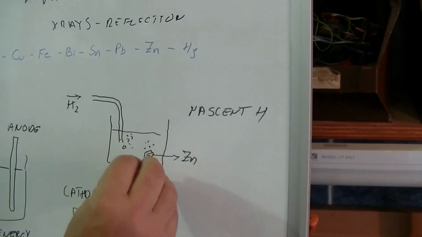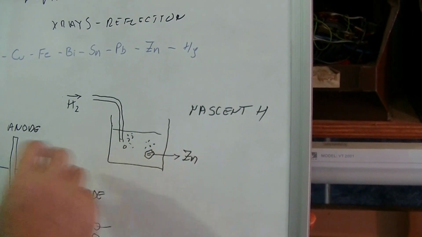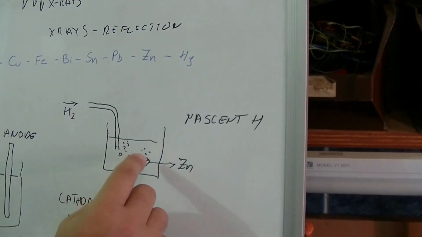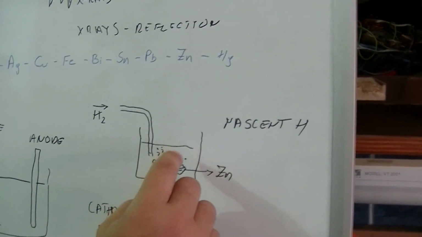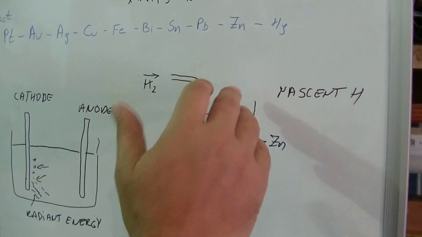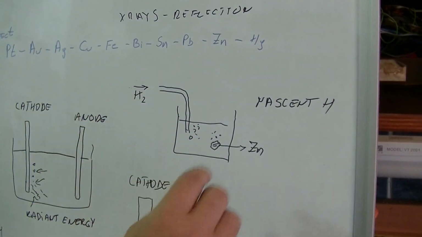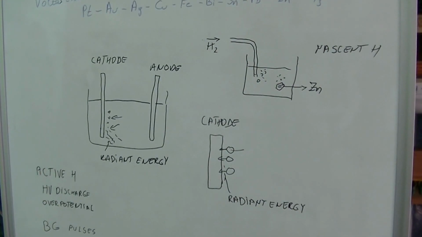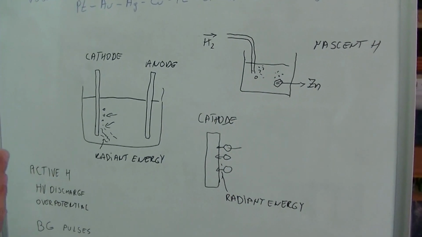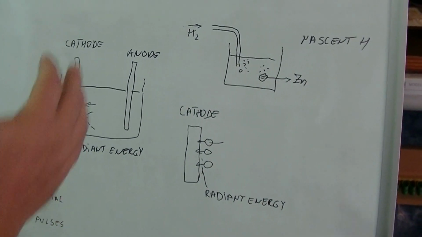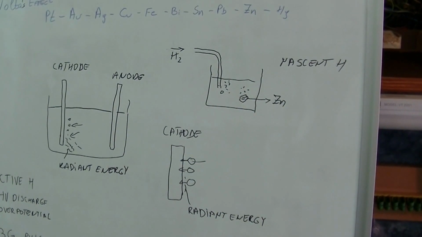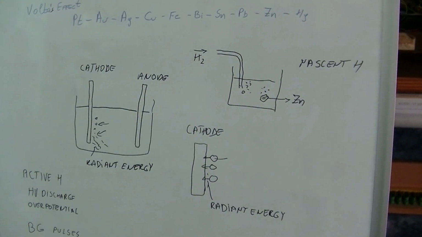This hydrogen is more active than hydrogen from a bottle. But when it goes out, it is not active anymore. So just in the moment of creation it is active. So when we try to compare where the radiant energy is, here we can produce it in two ways.